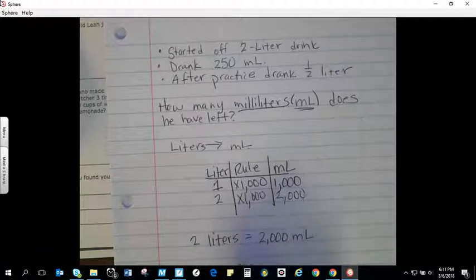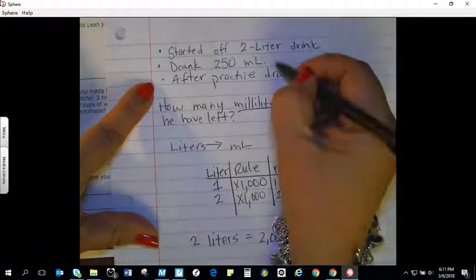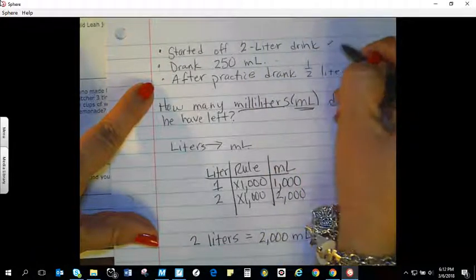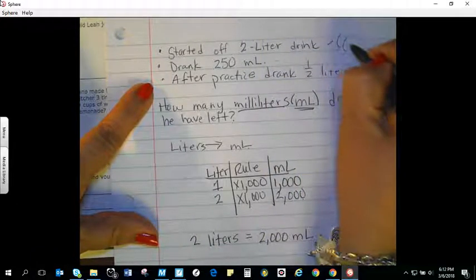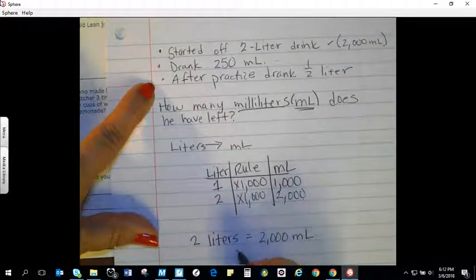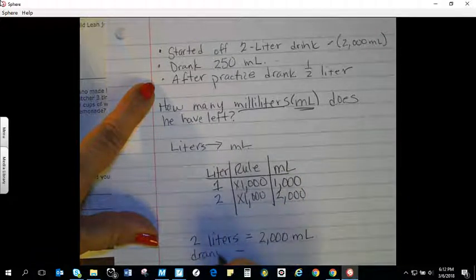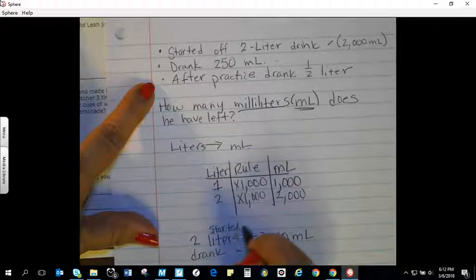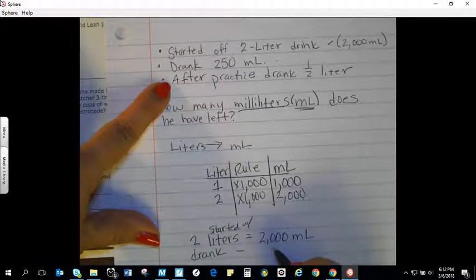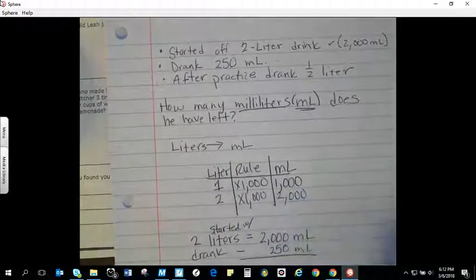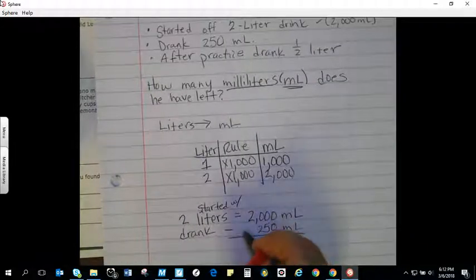Now, I'm going to take my 2,000. He drank 250 of that. So I've already converted this, which is the same as 2,000 milliliters. And I'm going to subtract out what he drank. This is starting. He drank 250 milliliters. Okay? And I'm going to subtract that out.